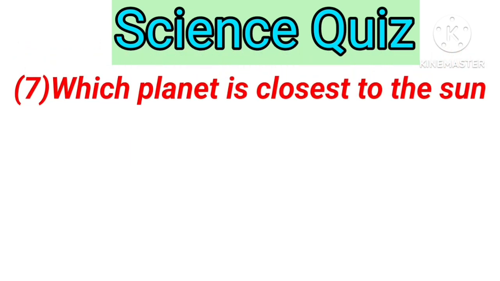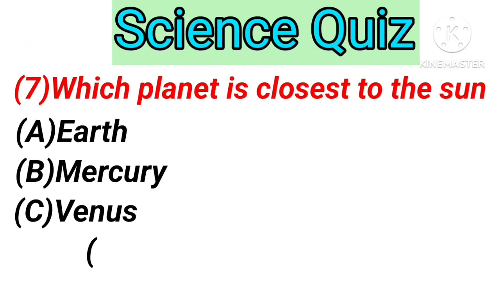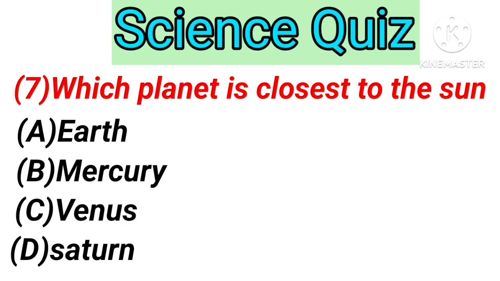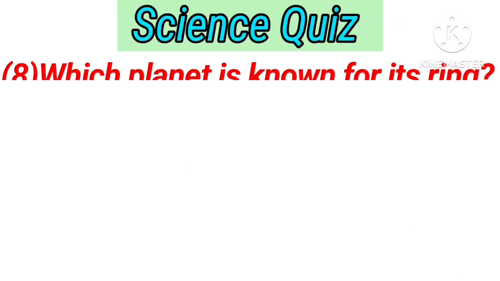Question number 7. Which planet is closest to the Sun? Options are Earth, Mercury, Venus, Saturn. Right option: Mercury.